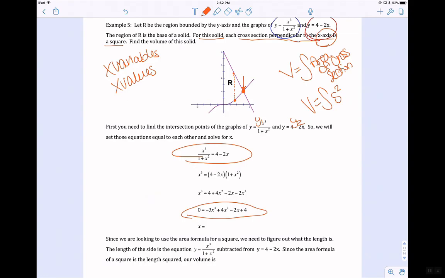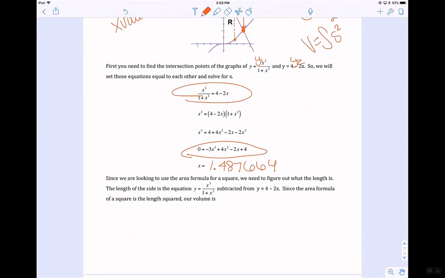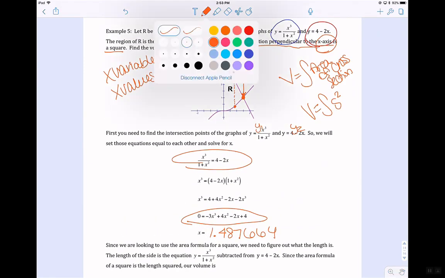We'll cross that bridge when it comes up, if you don't have a calculator and it's a cubic and you have to use the rational root theorem. So let's look. When I use my graphing calculator, I get 1.4876664. Use as many decimal places as you possibly can for an intersection point. We are looking for the area formula for a square, so you need to figure out what the length of the square is.